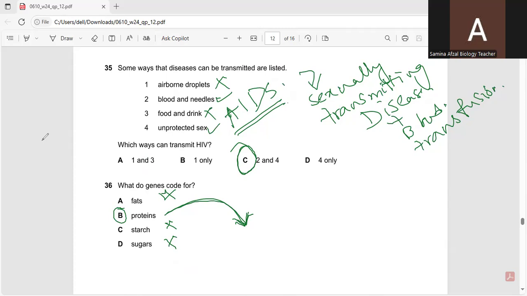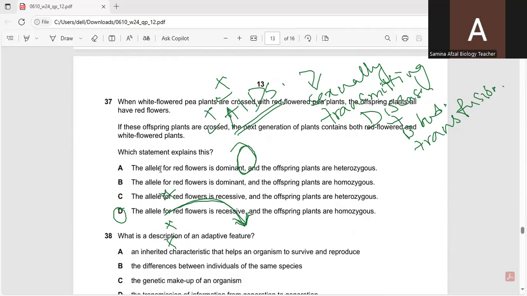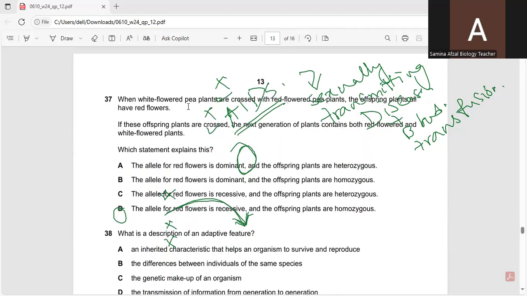So B is the correct option, as genes provide the sequence information which specifies the amino acid order in polypeptide chains, and the process is called protein synthesis. Transcription and translation take place there. These are the two stages. Now we are moving towards the next question, number 37.